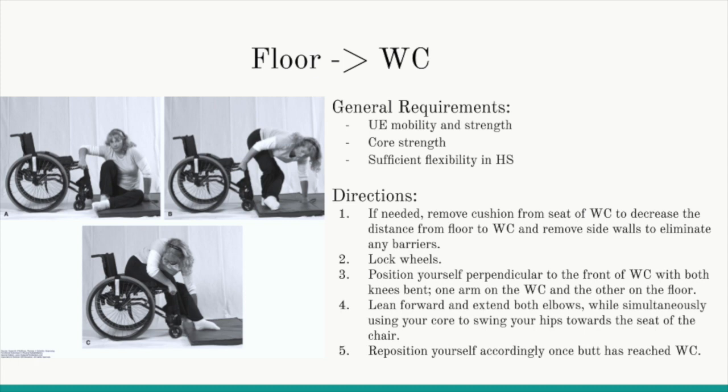For the directions: 1. Remove the cushion from the seat of the wheelchair to decrease the distance from the floor to the wheelchair, and remove the side walls to eliminate any barriers. 2. Lock the wheels to ensure safety. 3. Position yourself perpendicular to the front of the wheelchair and with both knees bent, one arm on the wheelchair and the other on the floor. 4. Lean forward and extend both elbows while simultaneously using your core to swing your hips towards the seat of the chair. 5. Reposition yourself accordingly once your butt has reached the wheelchair. I will now present to you a video as directed by the instructions as previously described.